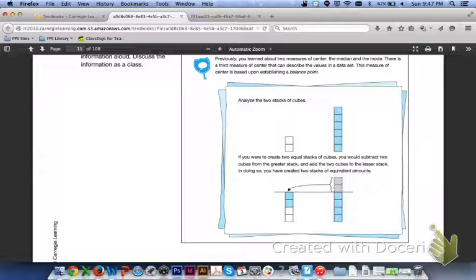So if you notice here, the first stack, the white stack, has only 2 blocks, whereas the blue stack has 6 blocks. If you cut 2 off of the blue stack and put them on the white stack, you would even the 2 stacks out.